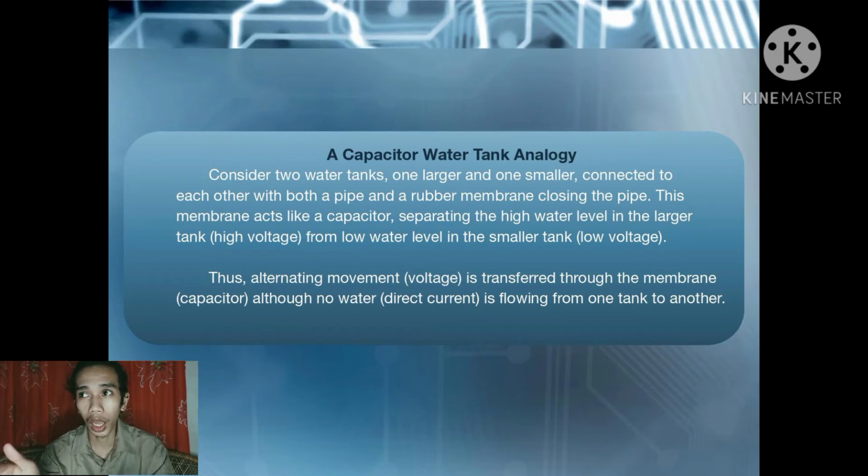Simply, it helps stabilize the levels of the tanks, from higher and lower. It stabilizes the water from the two tanks of different volume, the higher and the lower. So alternating movement or voltage is transferred through the membrane or the capacitor, although no water or direct current is flowing from one tank to another.